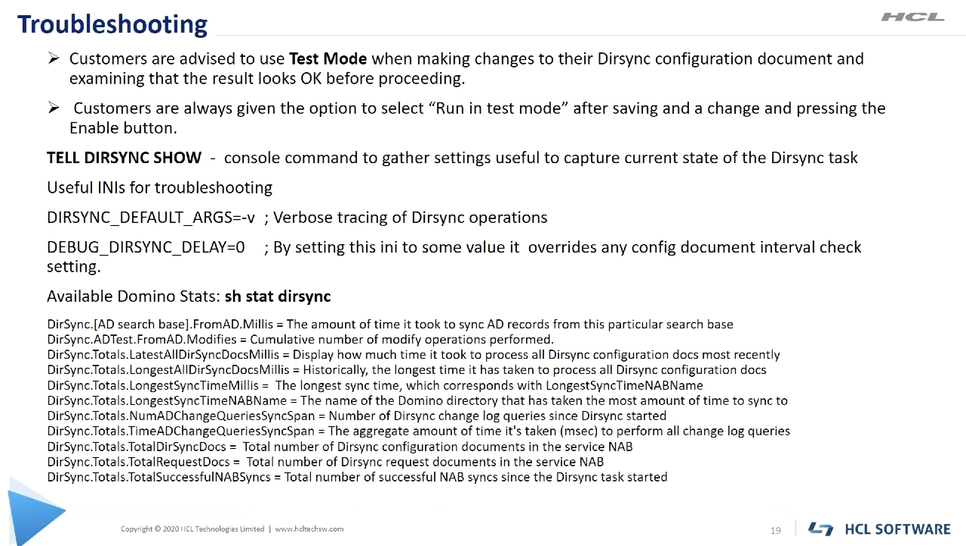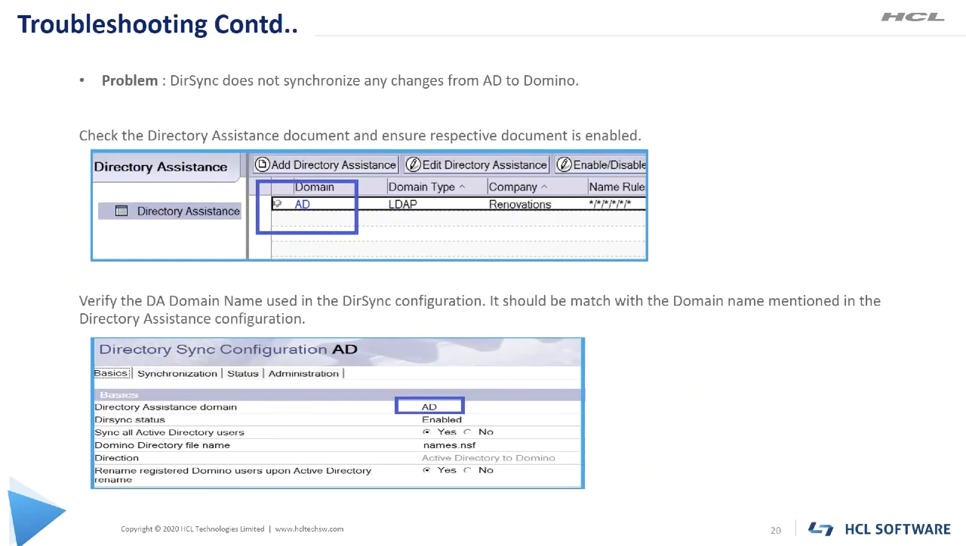Moving to the next slide. In this slide, we will discuss another common issue that a customer may face. The issue is that the customer enabled DIRSync, but it does not synchronize any changes from Active Directory to Domino. The very first thing we need to check is the DA database, and ensure that the document is enabled. As you can see in the first screenshot here, the document is in disabled mode. If it is disabled, just enable it.